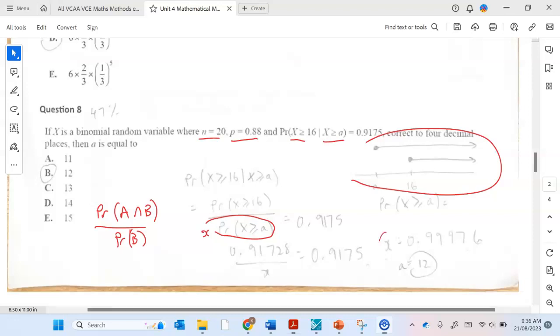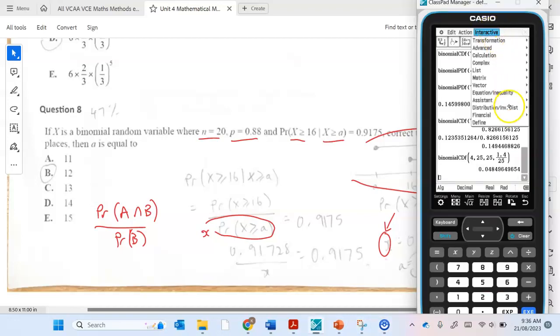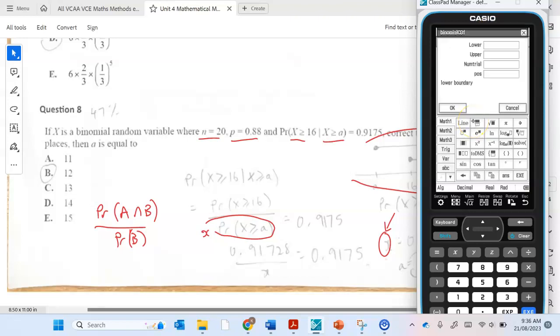Remember x is the same as this. So on my calculator, I've just got to work out the probability that x is greater than or equal to a. Okay, so binomial CDF. And this is an example where we don't know our lower limit, so it's going to be x. Our upper limit is 20. The number of trials is 20. And the probability of success is 0.88.